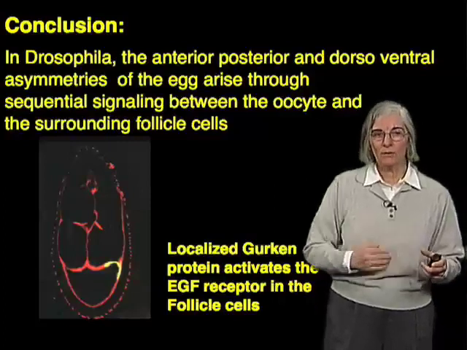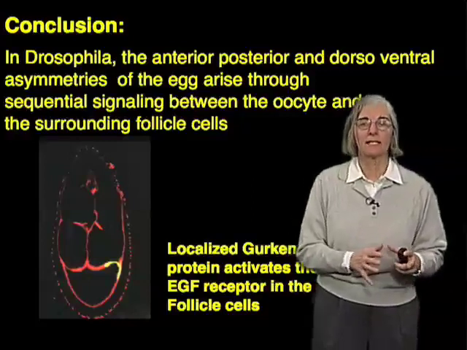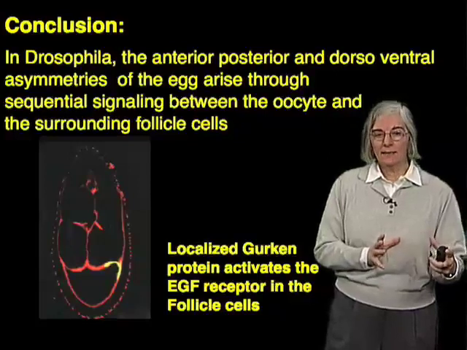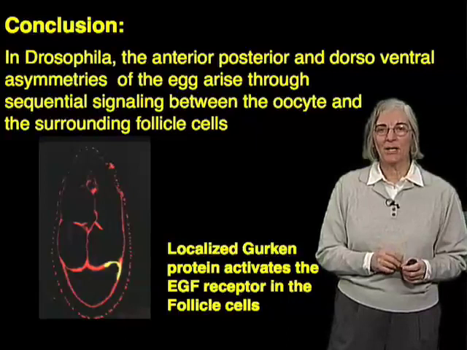And so by signaling back and forth between the germline and the follicle cells over the time of oogenesis, both major body axes of the egg and embryo are established.